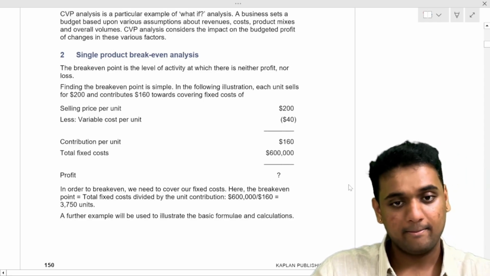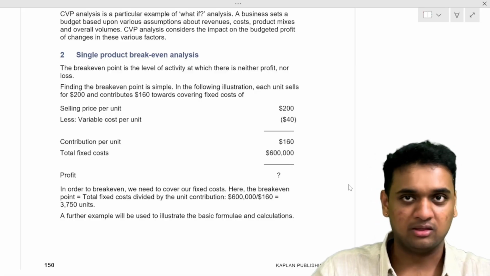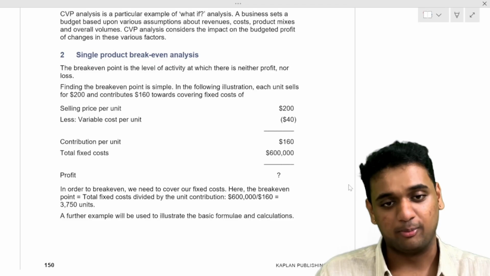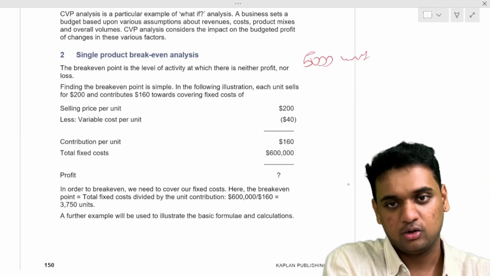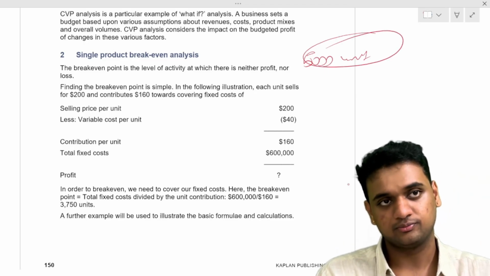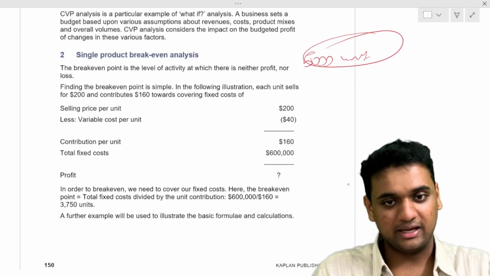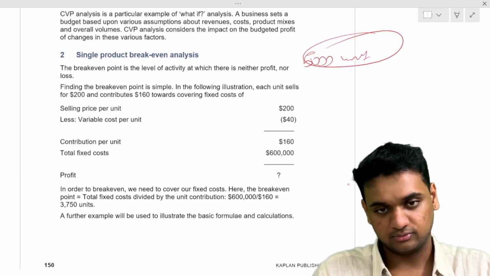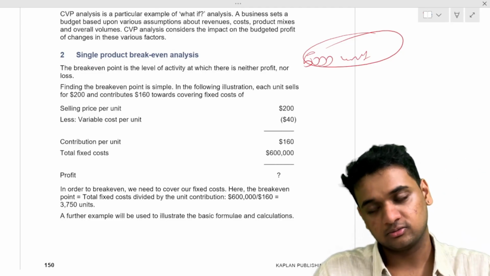Now, I sold 5,000 units in that month. What is my profit? The same case, I sold 5,000 units. What is my profit? 8 lakh. 2 lakhs, 8 lakhs. Any other answer? 2 lakhs. Any other answer? 2 lakhs.